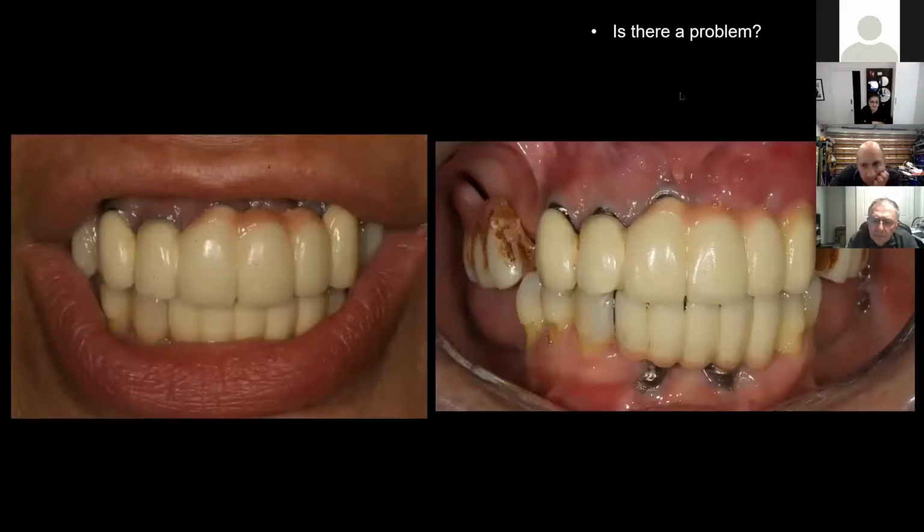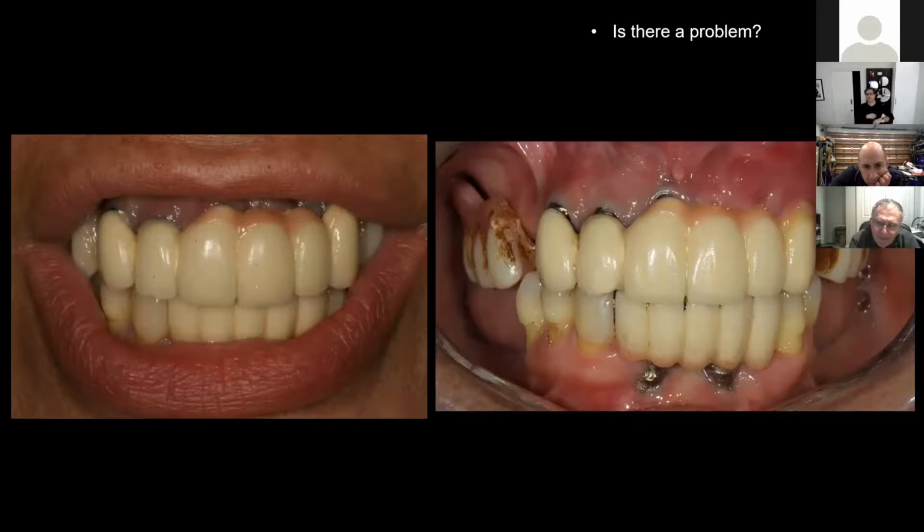Stan, how do you feel about this case? She wanted fixed bridgework. She ended up having a few implants between the lower canines, and I'll show you some X-rays. She got a 6-unit bridge on 4 implants, though there were 5 placed between the teeth. This is recent, done by a dentist in the Eastern Suburbs. This was placed, and holy shit.